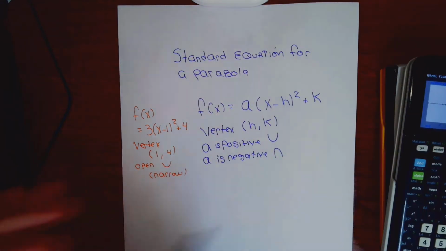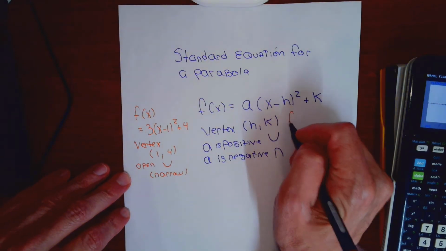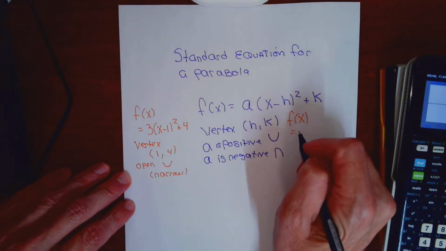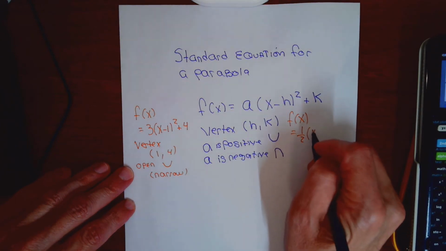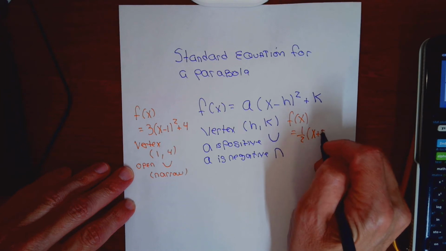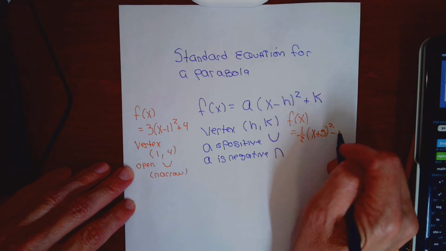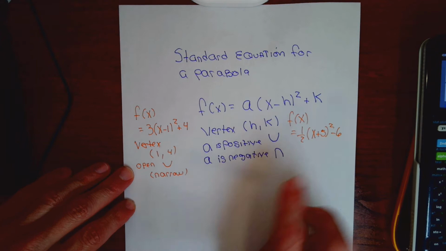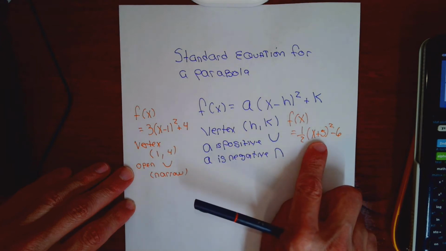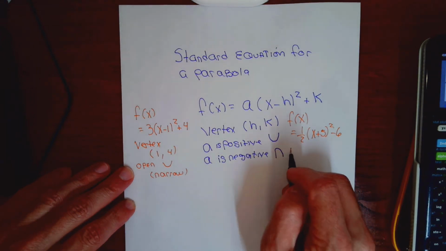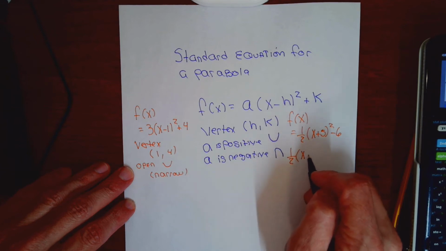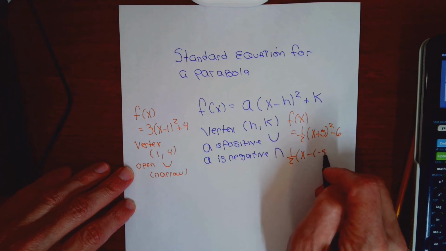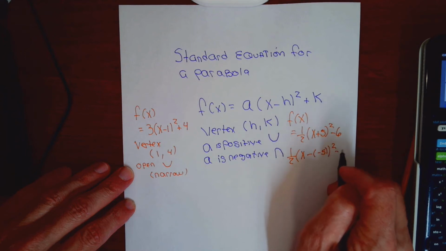Let me do another one. How about this? f of x equals 1/2 times x plus 5 squared minus 6. It's not quite standard form because it doesn't have the minus. Just like with circles, we can make a plus into a double negative. So I could write this as x minus negative 5 squared minus 6.